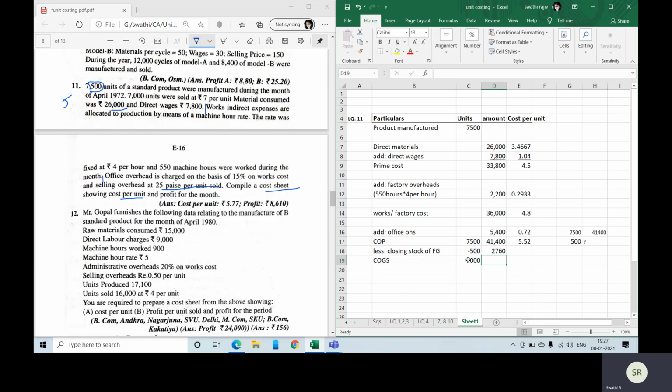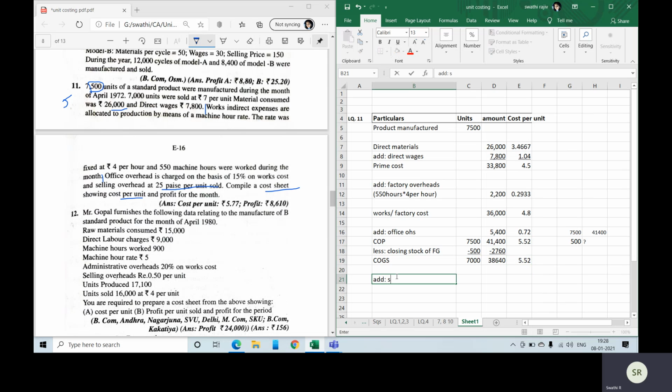COGS, and after that you will have, this is again to be deducted. This amount is again to be deducted, and that will fetch you 38,640. And then this is again 5.52 itself. We did not do any calculation here. So the same amount, I'm writing it down here as well.